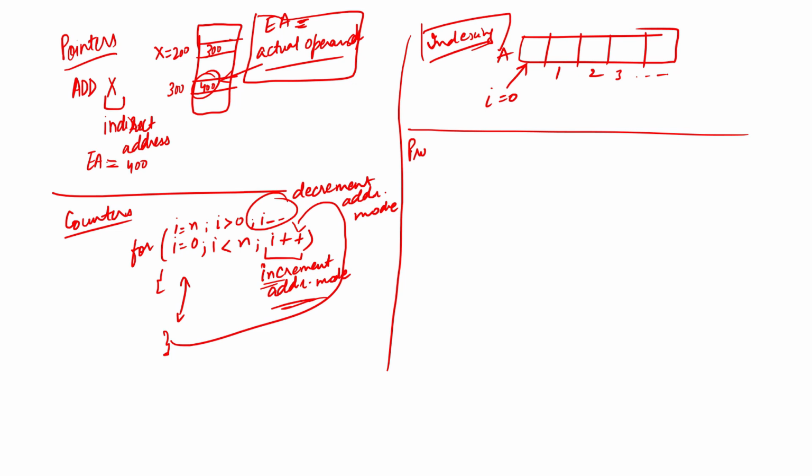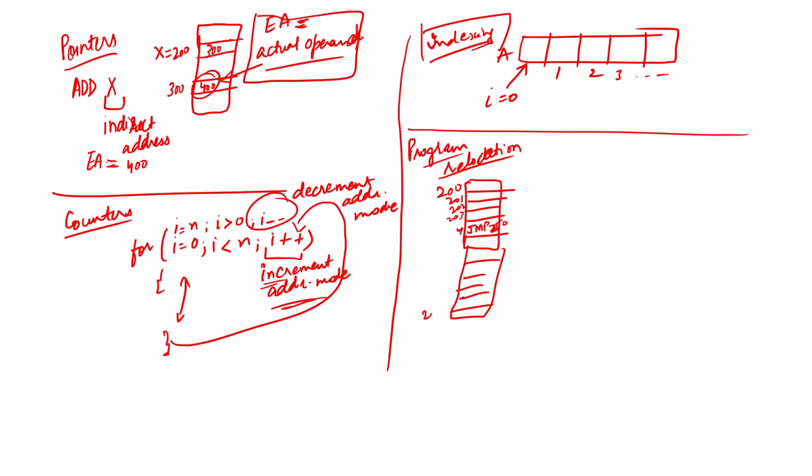Program relocation. How does the addressing mode help us in program relocation? What does program relocation mean? It means that if I have a subroutine at address 200 and a jump statement here to 250, then the addresses go 201, 202, 3, 4, and I want to jump somewhere here at 250. I will come here.